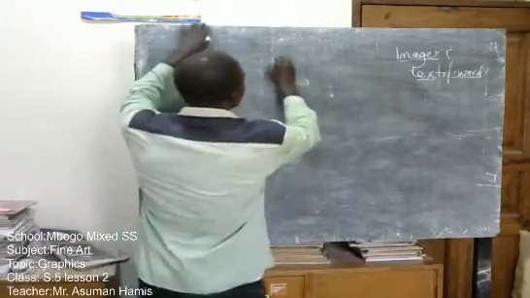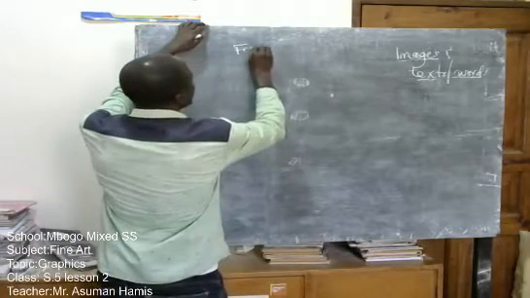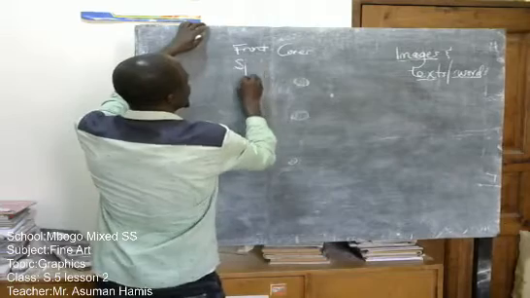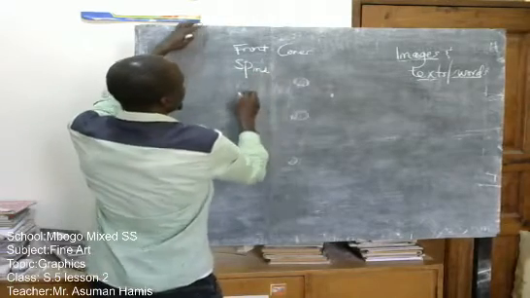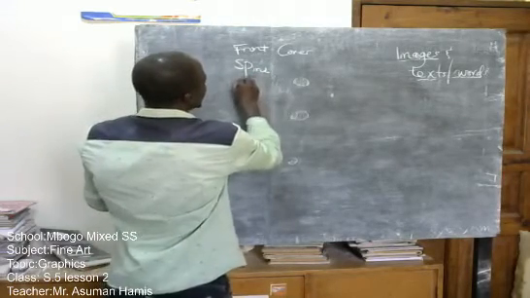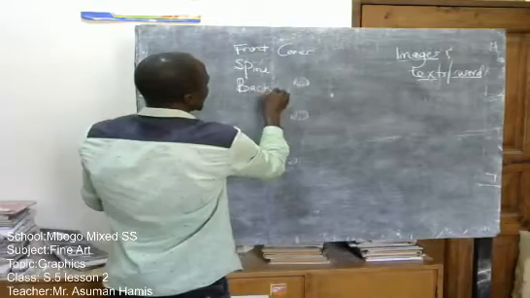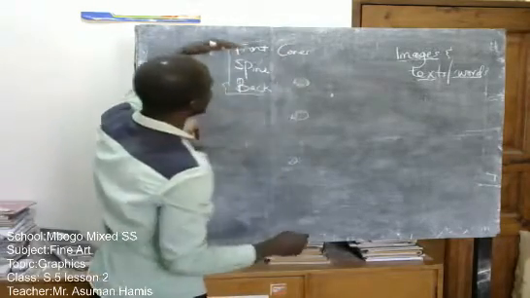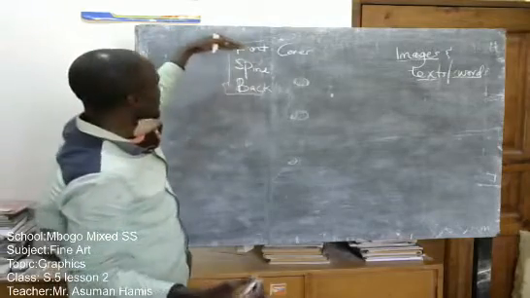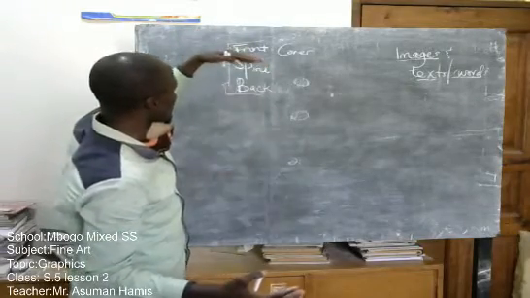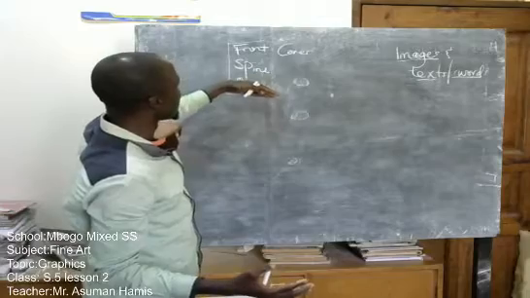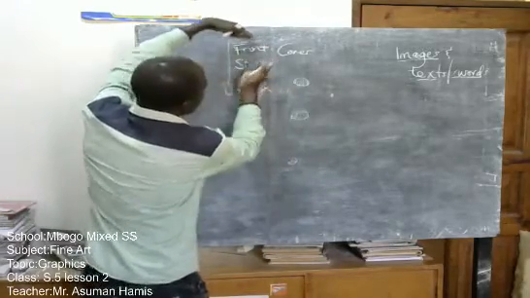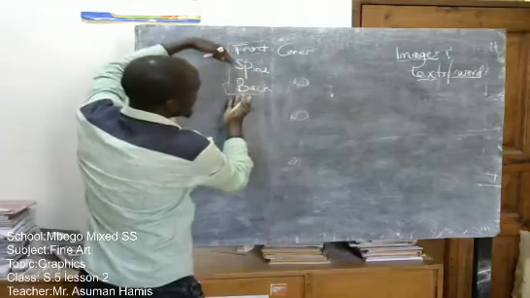The front cover, the spine, and the back cover. And we saw all the components of the front cover, components of the spine, and the back cover. We all know what the back cover contains, the front cover contains, and the spine contains.